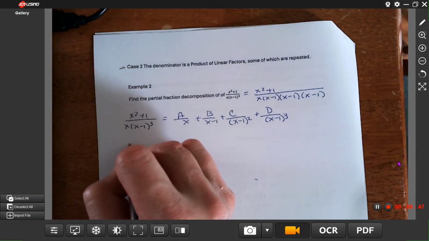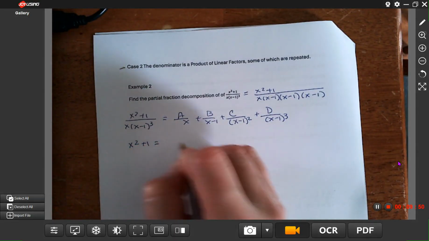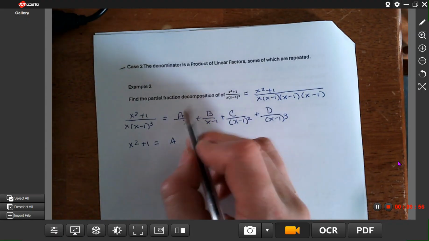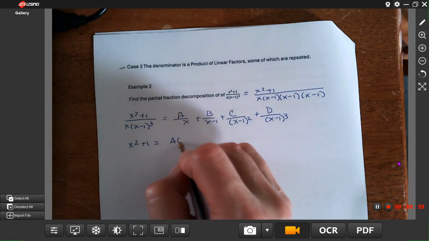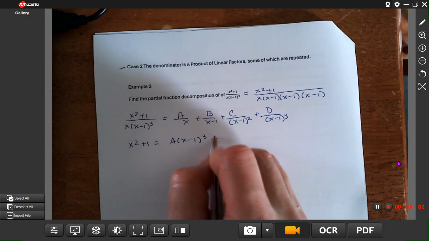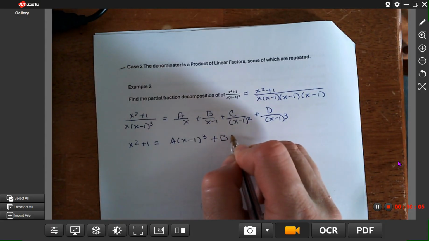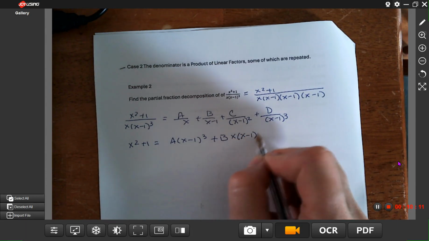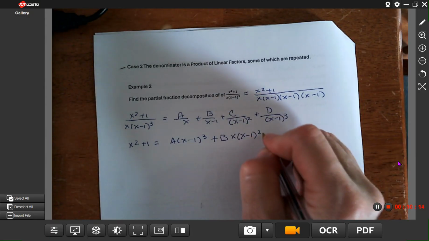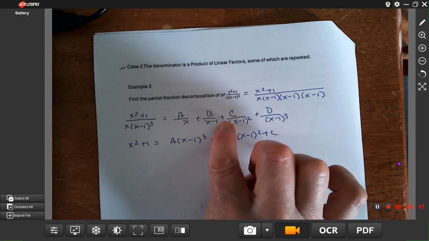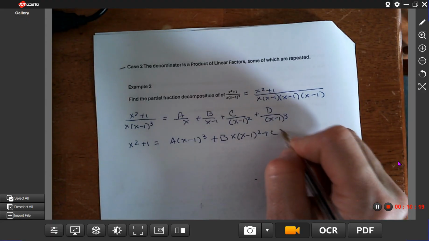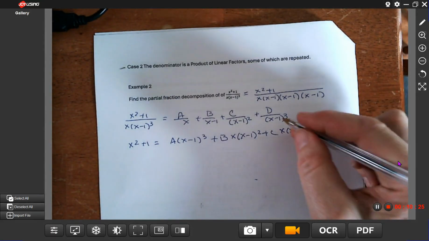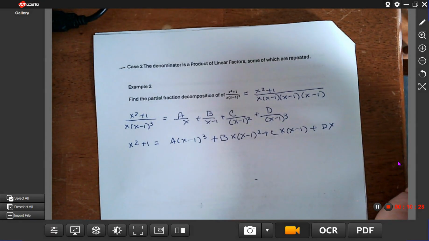And then we're going to do the same process. So the numerator, x squared plus 1, is going to be equal to a times, and we have to multiply by all the missing factors to basically get the common denominator. So that's going to be x minus 1 to the third, and b times, and the factors missing are x and then 2 of the x minus 1 factors, plus c, and it's missing an x factor and 1 of the x minus 1 factors, plus d, and the only factor that one's missing is x.